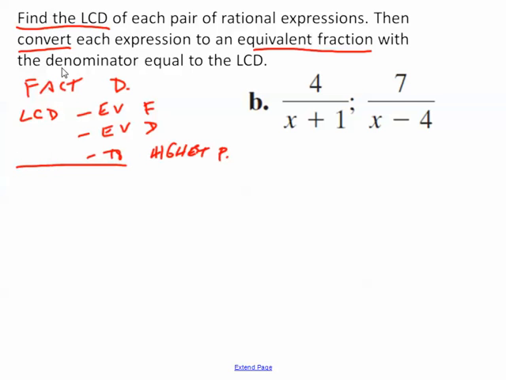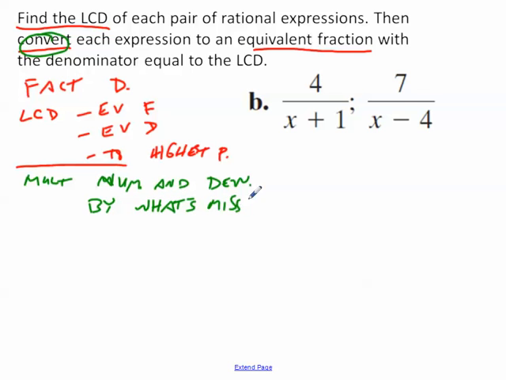Convert means we've got to multiply numerator and denominator by what's missing. What's missing in the denominator? What factors are missing in the denominator? So those are our steps. Factor the denominator. Well, these are already factored pretty much. That's factored, and that's factored. My factors over here are 1 and x plus 1. Factors over here, x minus 4 and 1.